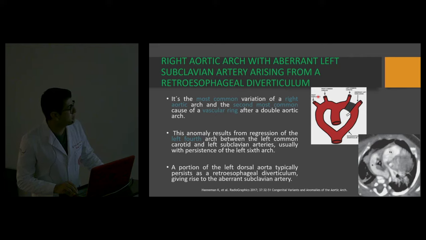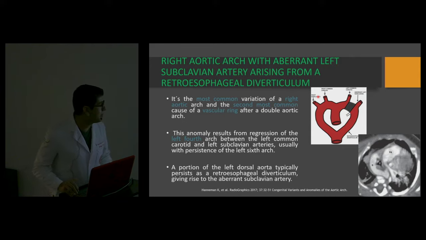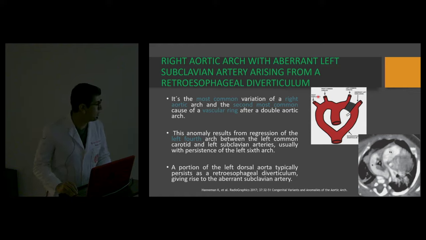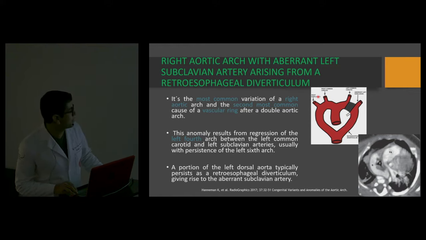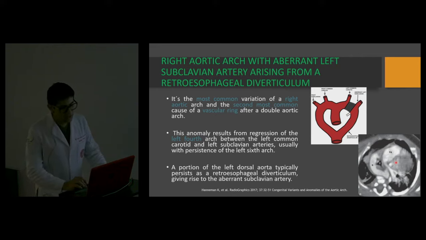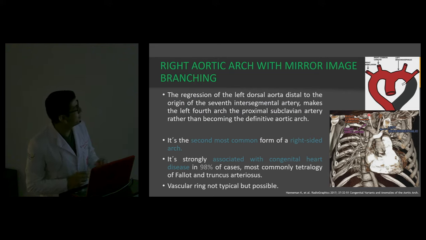This anomaly results from regression of the left fourth arch between the left common carotid and the left subclavian artery, usually with persistence of the left sixth arch. A portion of the left dorsal aorta typically persists as a retroesophageal diverticulum, giving rise to the aberrant subclavian artery. As you can see, this axial CT is an example where the right aortic arch is crossing posterior to the trachea and the esophagus. And this is a diagram that shows us the same. Okay.